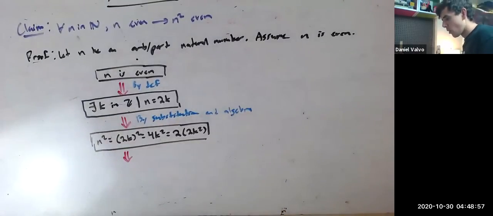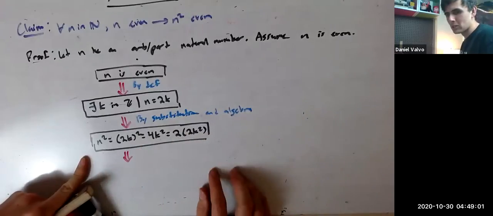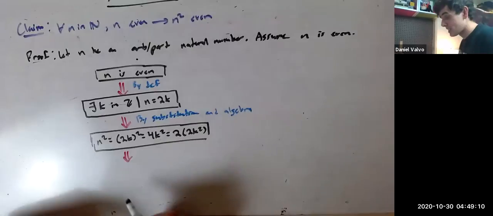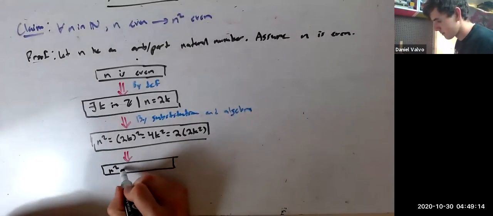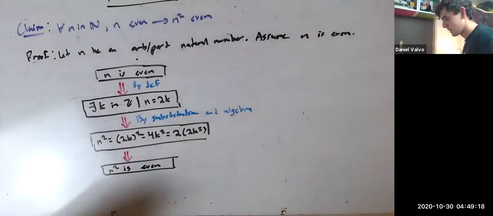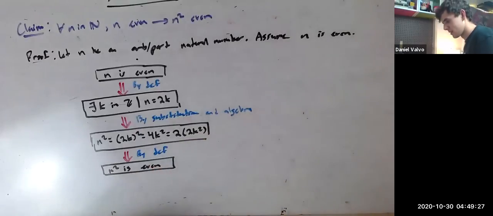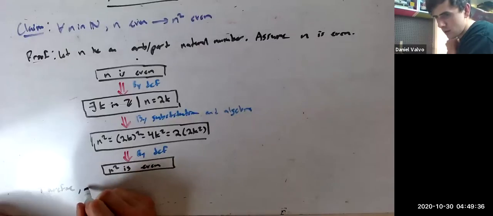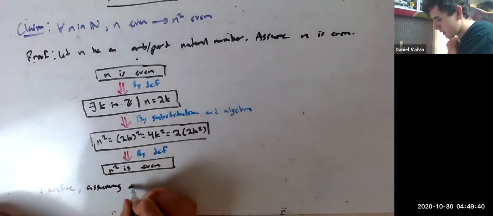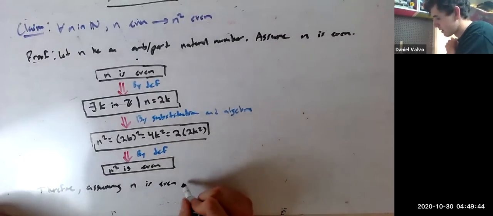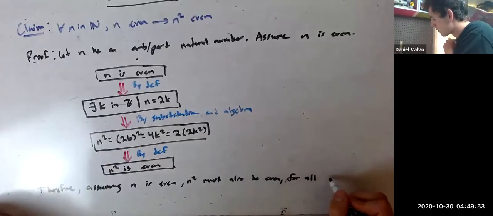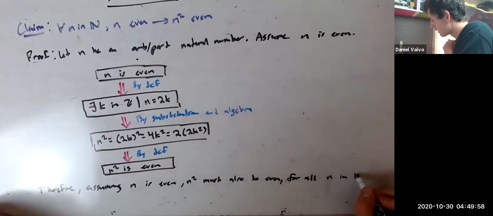And then what does that imply? Well, since n squared equals 2 times 2k squared, and in the actual proof you have to show that 2k squared is an integer, but skip that part for now. Because it's 2 times an integer, by definition, it's even. So n squared is even, by definition. Therefore, assuming n is even, n squared must also be even for all n natural numbers.